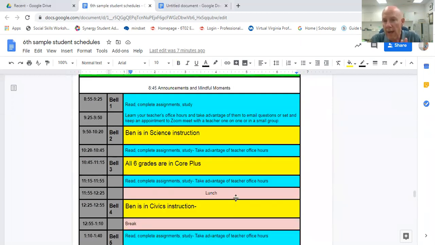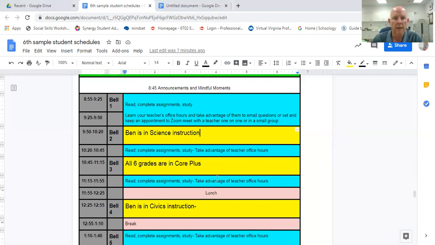So if Monday, Wednesday, Friday is math, Core Plus, and English, then Tuesday and Thursday are Core Plus, Science, and Civics class. So he starts his day this time, 8:55. He's reading, he's completing assignments, he's studying. Perhaps he's emailing with a teacher, perhaps he's attending a small group Zoom meeting. But then at 9:50, he starts there with his science instruction.